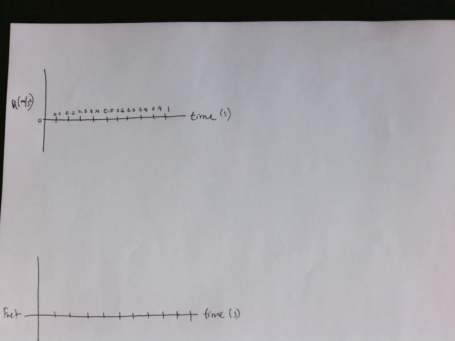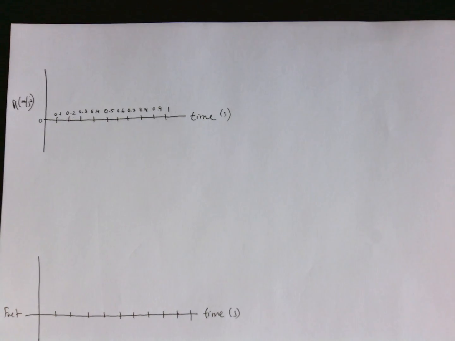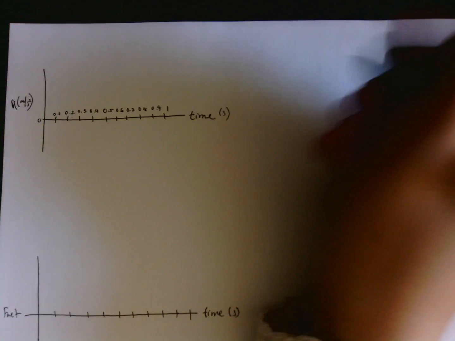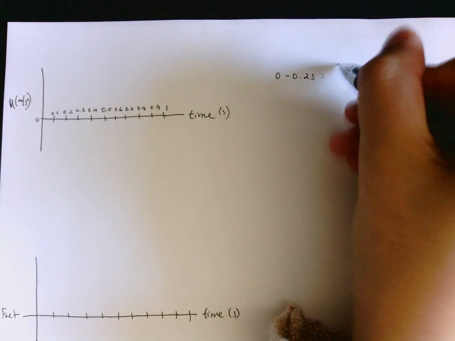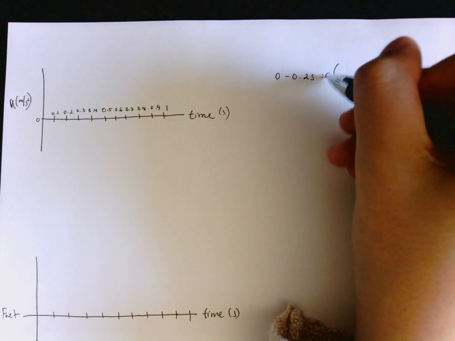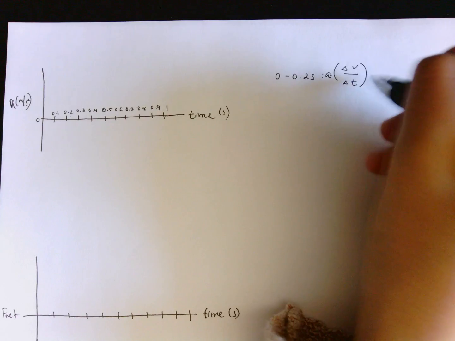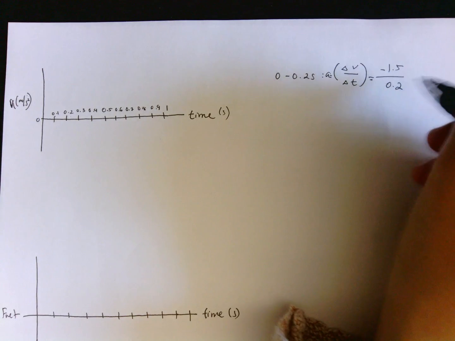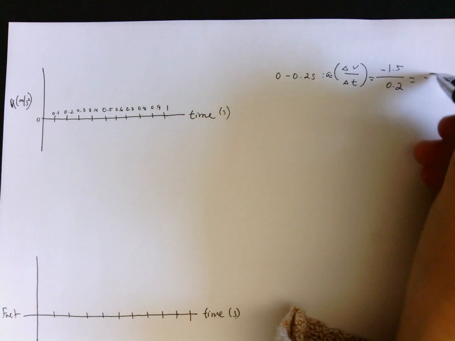Since we're given her velocity versus time and we know that the acceleration is basically just the slope of the velocity versus time graph, we'll look at certain coordinates. So the first period we can look at is from 0 to 0.2 seconds. And we see that the acceleration is going to equal delta v over delta t, which is equal to negative 1.5 over 0.2, which is equal to negative 7.5.